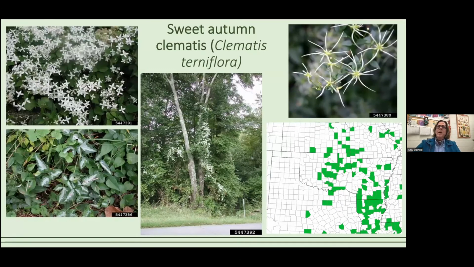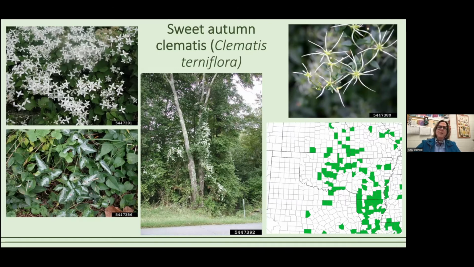So sweet autumn clematis is a climbing semi-evergreen ornamental vine with white fragrant four-petaled flowers that appear in the late summer through the fall. It's native to Japan and China, and it was introduced into the US as an ornamental. It's still widely available as an ornamental. You probably see this one pretty often in town. Sweet autumn clematis prefers sun to partial shade, and it invades forest edges, right-of-ways, and urban green spaces, especially near creeks, where it can shade out, smother, or strangle native vegetation.